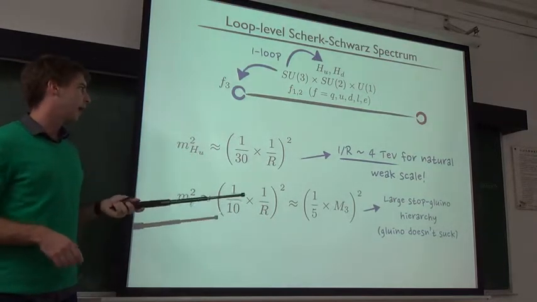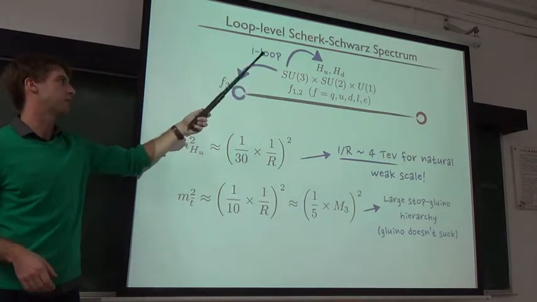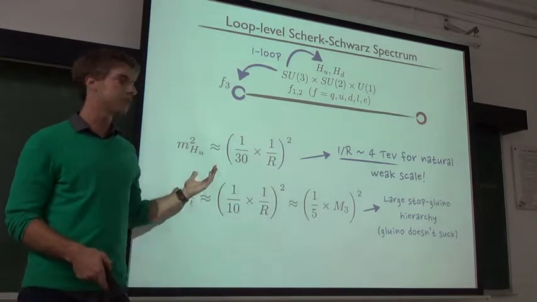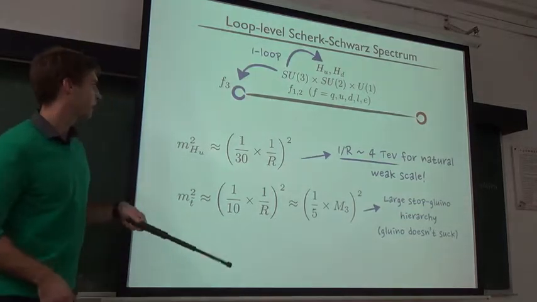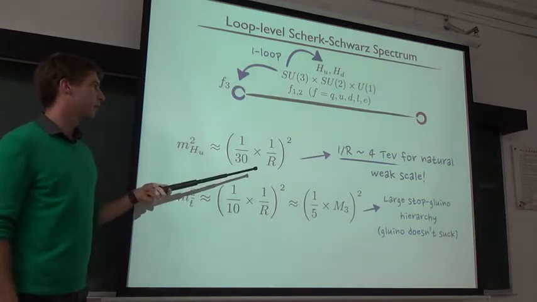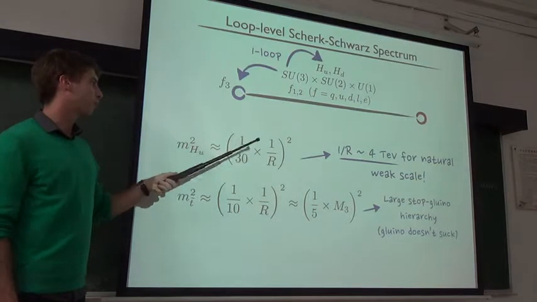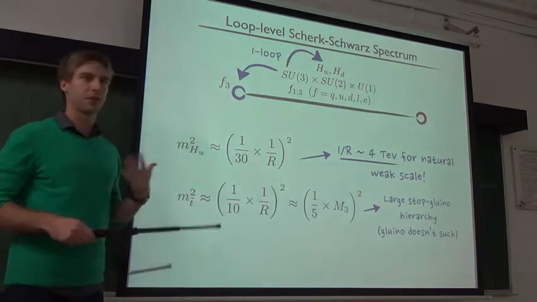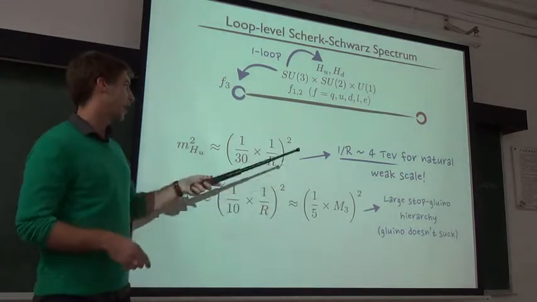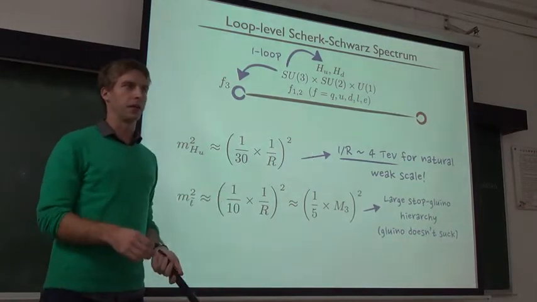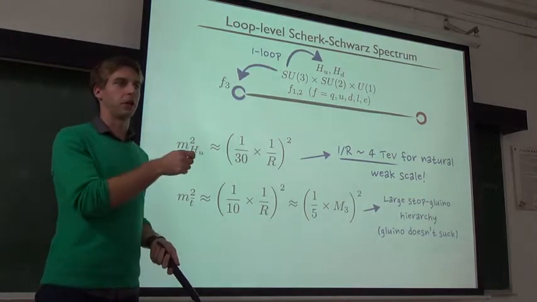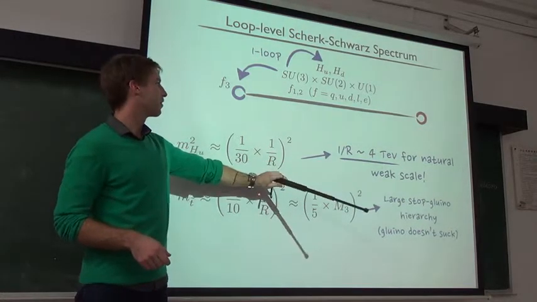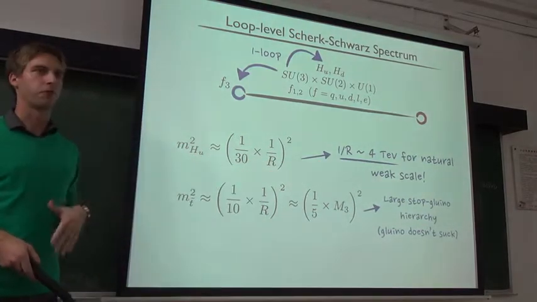So in particular, the Higgs boson couples to the Wino and Bino, the partners of the electroweak gauge bosons, that propagate in the bulk, and that gives us a mass of about 1/30th of the scale 1 over r. So that means that if the Higgs boson is at the mass of the weak scale, then there's a natural hierarchy of a factor of 30 between the Higgs boson and this scale of 1 over r. So that means the natural scale for these extra dimensions is around 4 TeV.